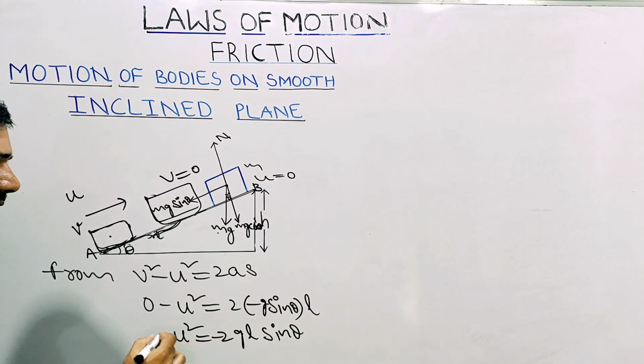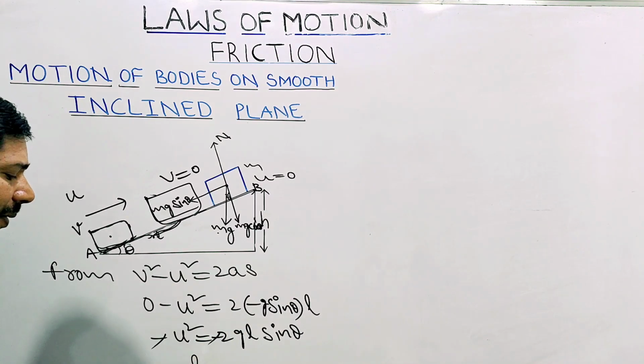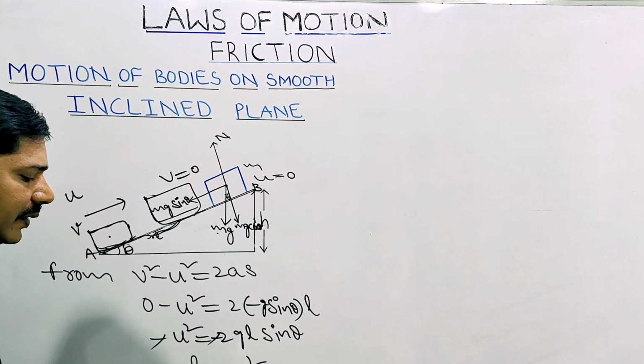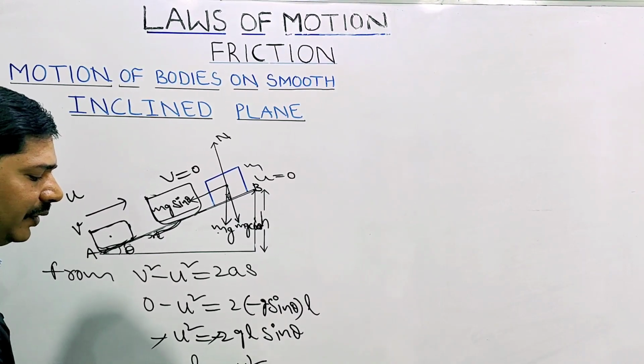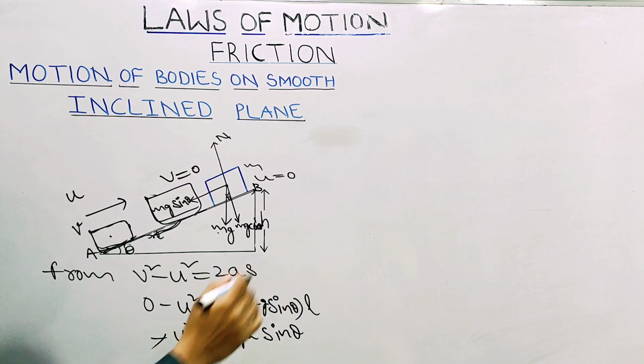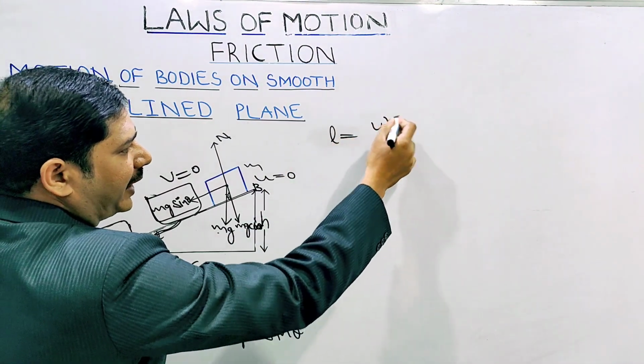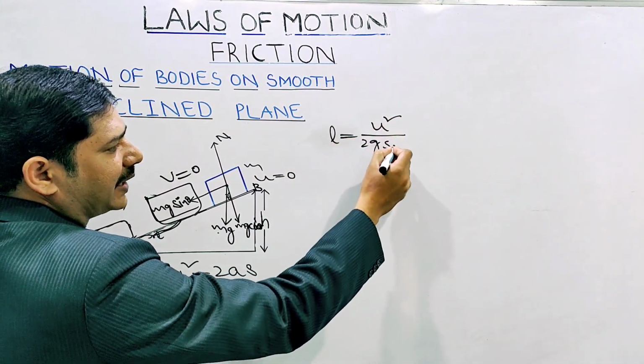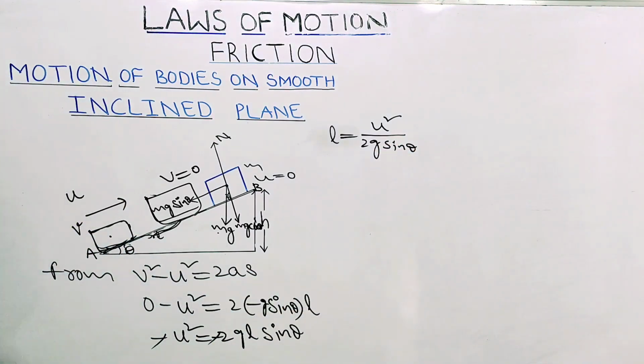Okay, minus 2g L sin theta. Here the minus signs cancel. So the length L equals u square by 2g sin theta. You can take L equal to u square by 2g sin theta.